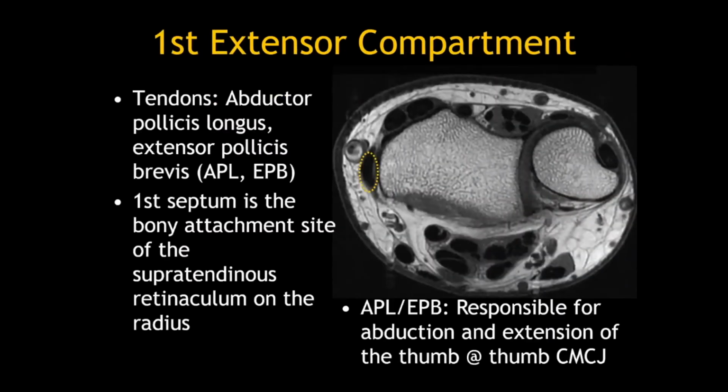So we're going to start out with the first dorsal extensor compartment comprised of APL and EPB. These help to abduct the wrist and the thumb. The first bony septal attachment of the extensor retinaculum is just radial to that.